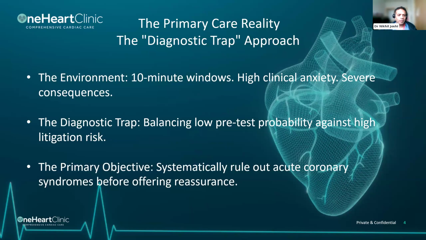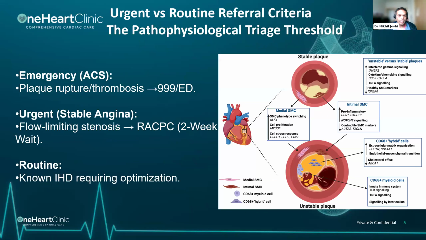Our primary objective in this case should be to systematically rule out important conditions which need urgent treatment. That is to say, rule out patients with acute coronary syndrome before offering reassurance. As Richard touched on, things like ECG don't necessarily rule out acute coronary syndrome in this setting, and it is important to transfer these patients appropriately.